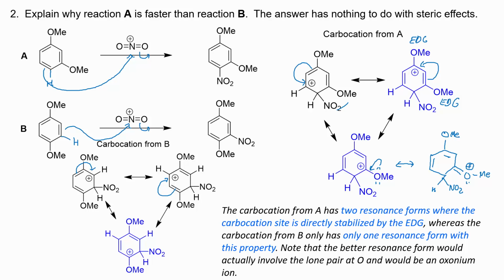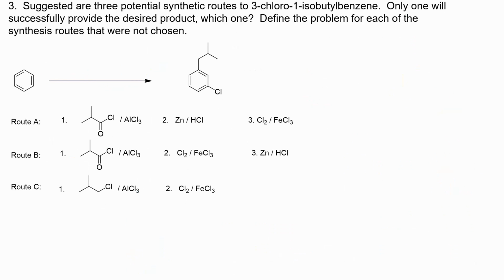Okay, all right, let's look at the next problem. Suggested are 3 potential synthetic routes to 3-chloro-1-isobutylbenzene. Only one of these routes is going to successfully provide the desired product. Which one? And we're going to define the problem for each of those synthesis routes that we did not choose. So let's look at these one at a time.